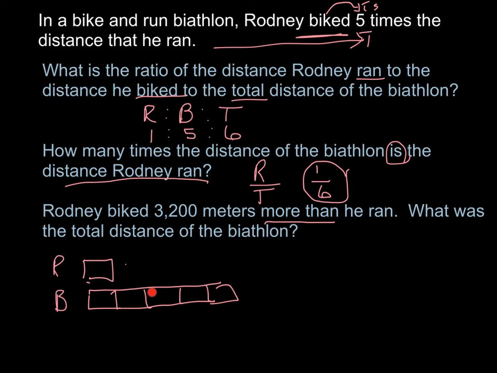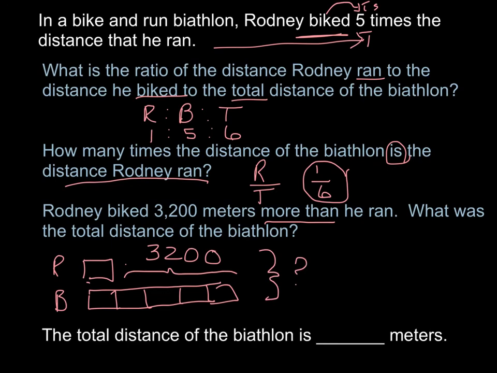So here's the distance that was more. So this distance right here, these 4 boxes, need to be worth that 3,200 meters more. And there's 4 boxes there, so I need to split that up by 4. And then the question still wants to know the total over here. So I have my sentence answer ready. I'm going to take this 3,200 divided by 4, and that's going to put 800 in each of these boxes.